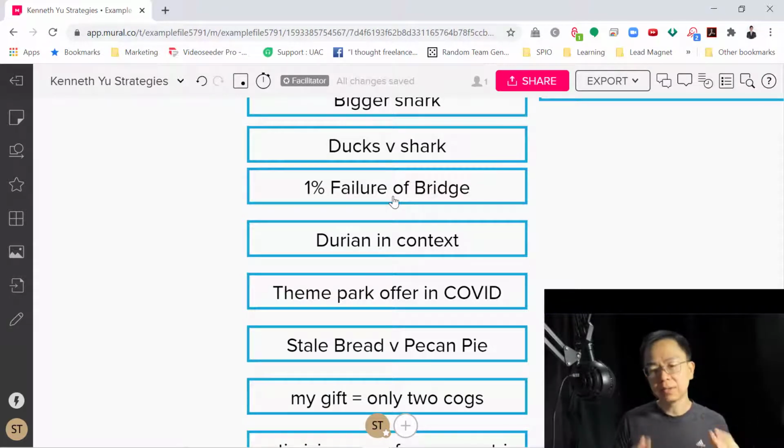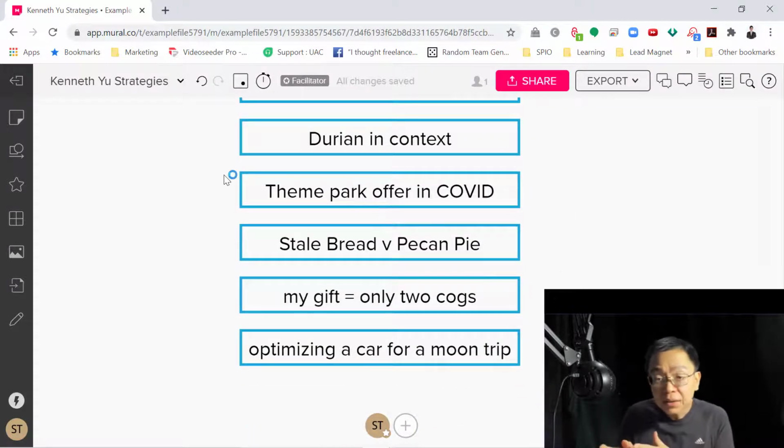Durian in context. To the average Asian, durian is lovely. It's a treat. It's like a luxurious fruit. It's of great nutritional value too, by the way. But in the context of a German postal service, no, it is not. Likewise, a theme park offer during COVID is a bad idea compared with making a good offer at any other time. So you can have fitting time, but not temporally.